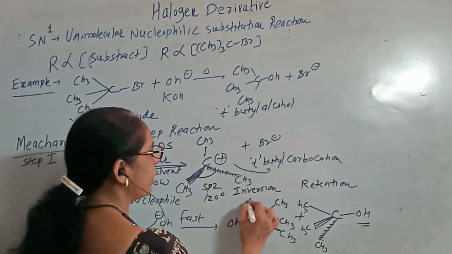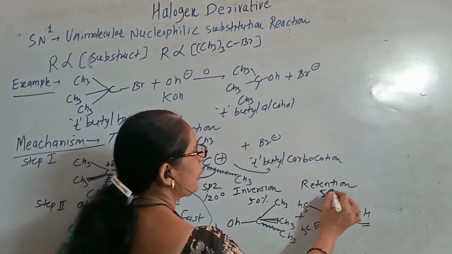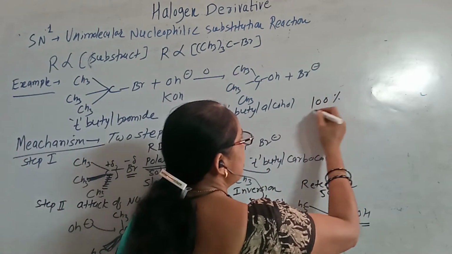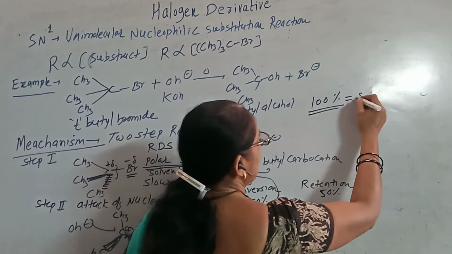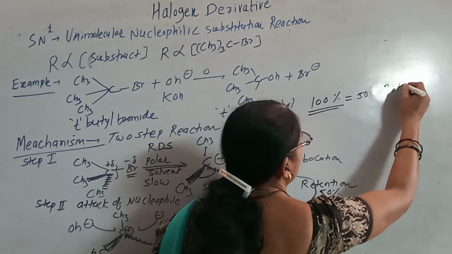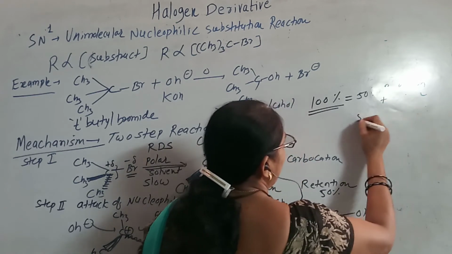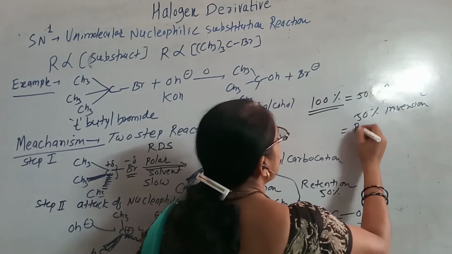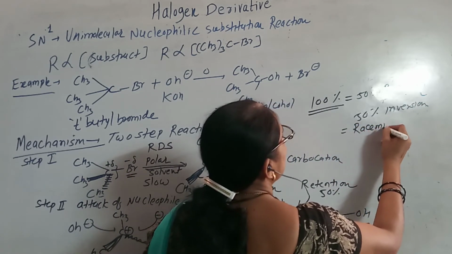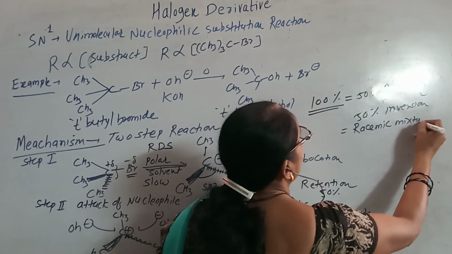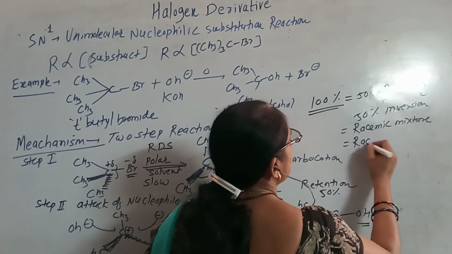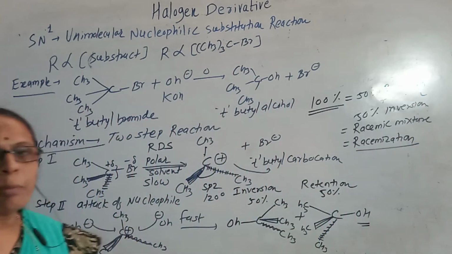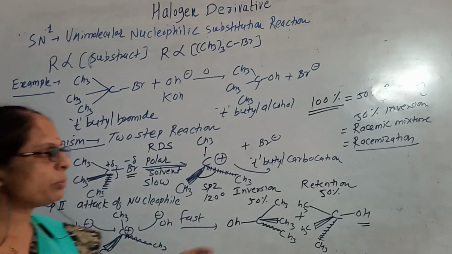So 50% product you obtained with retention and 50% product with inversion. So what is the 100% product for an Sn1 reaction? The 100% product is 50% retention plus 50% inversion. So the 100% is racemization. Remember, the racemic mixture is obtained here and therefore it is called racemization. So the reaction occurs by 100% racemization because we know the racemic mixture.